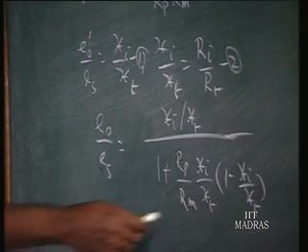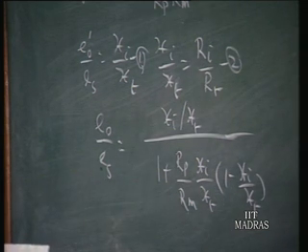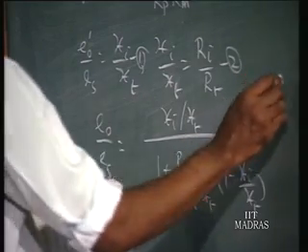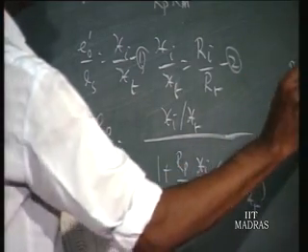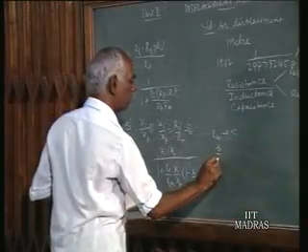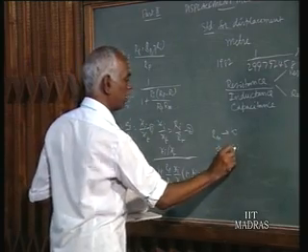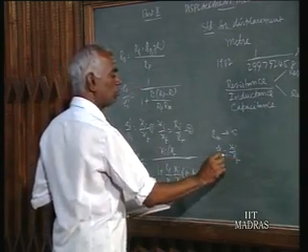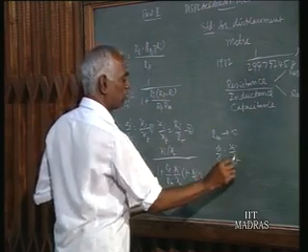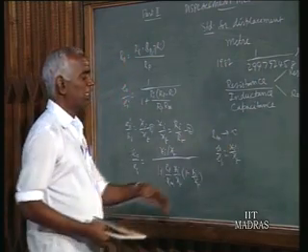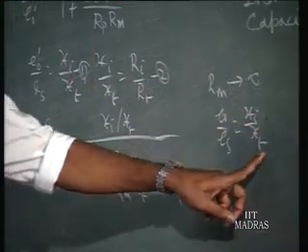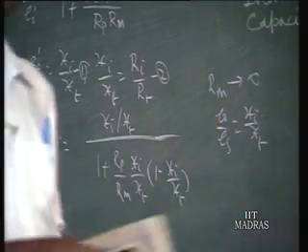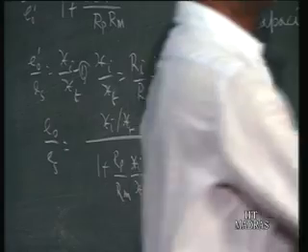Now suppose Rm, that is the meter resistance, is infinity. You will find when Rm tends to infinity, then Eo by Es is equal to Xi by Xt. That is, Eo is proportional to Xi, because Es is constant and Xt, the total travel, is constant. So Eo is proportional to Xi. That is what you have got in this characteristic equation.